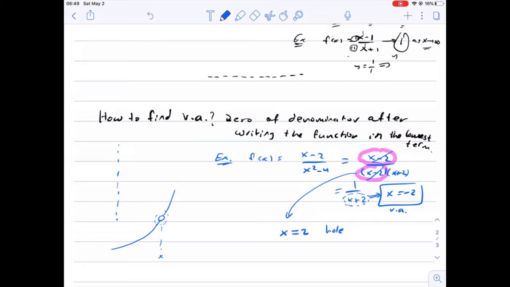So we need to write the function in the lowest terms. While writing the function in the lowest terms, if we cancel some expression, we need to find the zero of that cancelled or removed expression, and that will be a hole. The remaining expression, we find the zero of the remaining expression, and that will be the vertical asymptote.